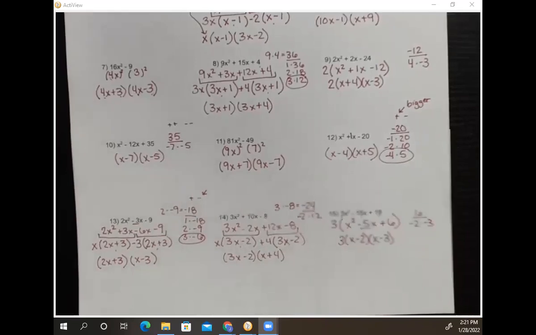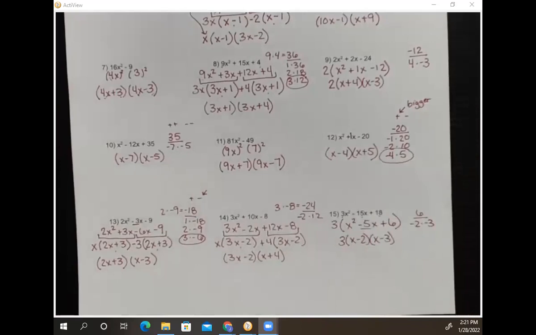So remember, always start by looking for a greatest common factor, a GCF. Take one out if you can. Then look to see if you need to use AC method, if you have a difference of squares, or if it's a trinomial more like number 10, where I just need factors of C that add to B.